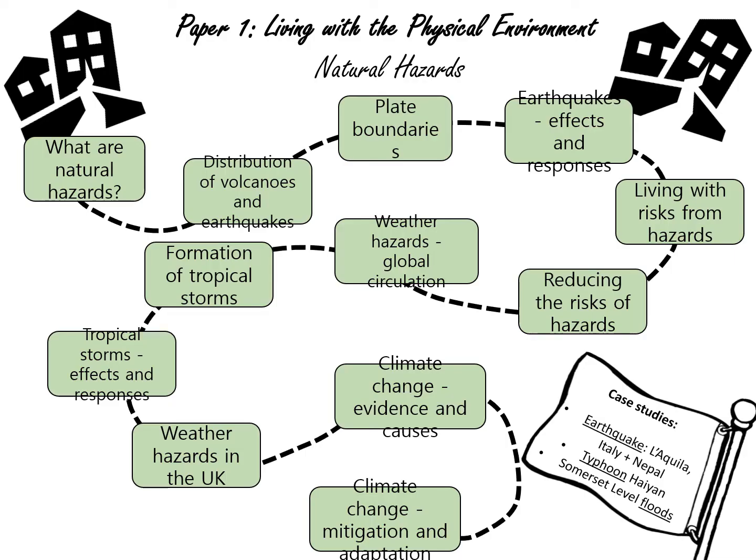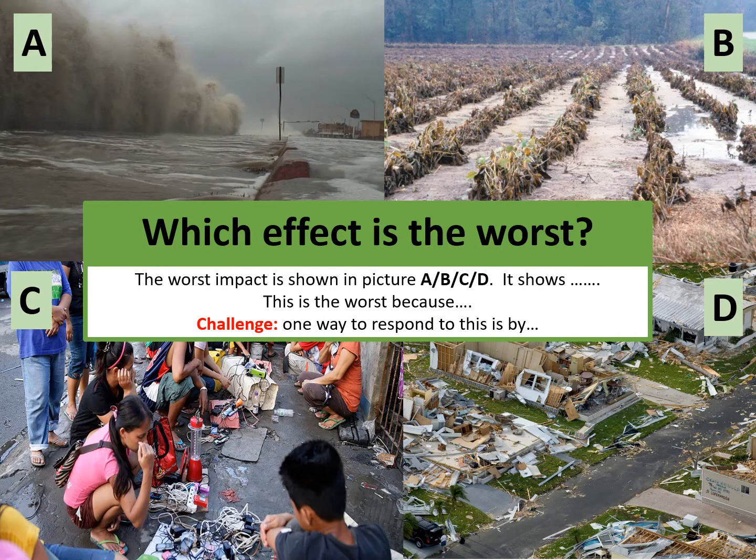So here we are in relation to this topic. We are coming to the end of tropical storms, and then we're going to be moving on to weather hazards in the UK. Before we move on to look at the specific case study examples, I would like you to first of all do this activity. This uses information from the previous lessons. There's 4 pictures, A, B, C and D. Decide which is the worst impact. Is it shown in A, B, C or D? Then describe what you can see and then say why it's the worst impact.